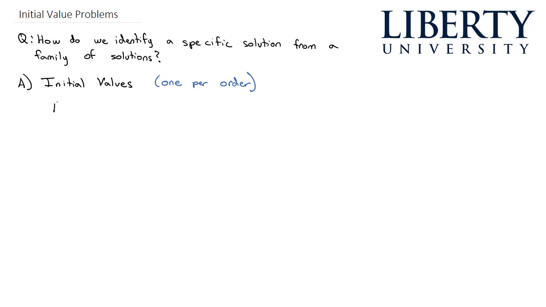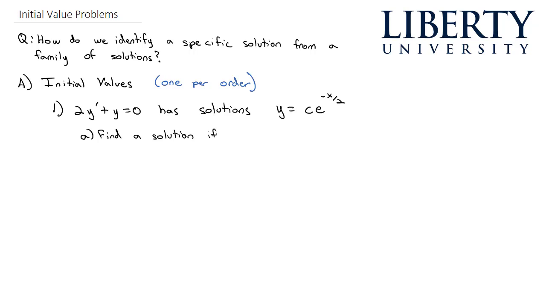So for example, the differential equation 2y prime plus y equals 0 has a family of solutions given by y equals a constant times e to the negative x over 2. And I can make that constant equal to whatever I want, and I'll have a solution to this differential equation. We're going to first find a solution if we're given an initial value that y of 0 is equal to 8.